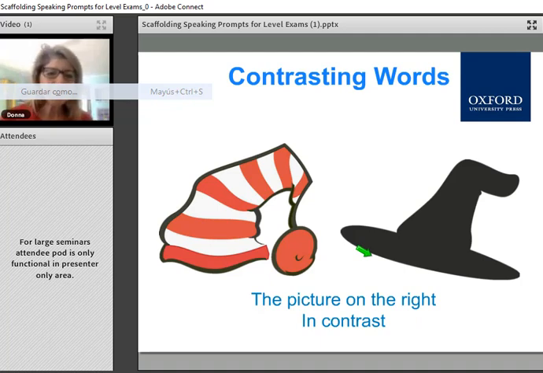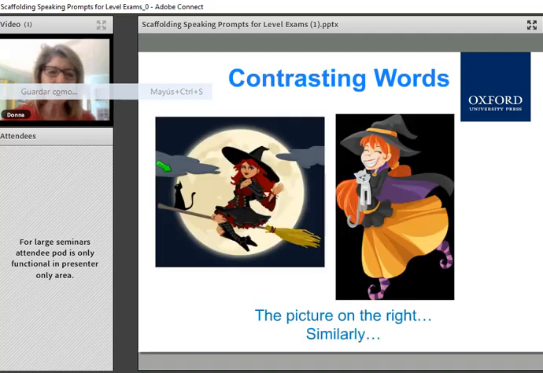Okay, so here, we're going to do contrasting. So that was sequencing. Remember, now we're going to do contrasting words. The picture on the right is a black hat. The picture on the left is a striped hat in contrast. Again, these are expressions that examiners want to hear the students use. The picture on the right is a witch with a cat, with a white cat, or let's say a gray cat. Similarly, the picture on the left is a witch on a broom with a black cat.